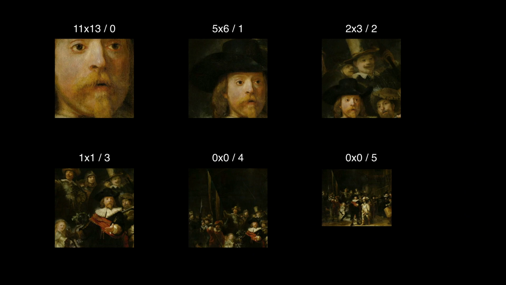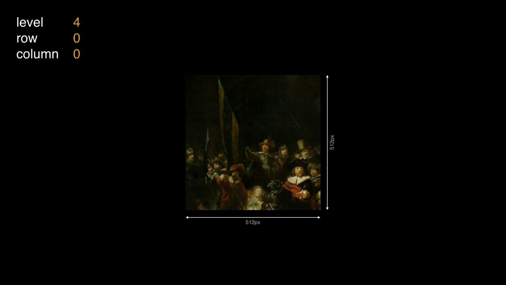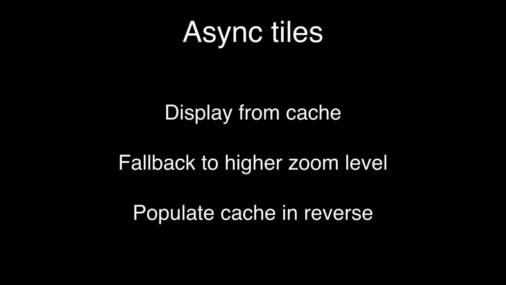And if you make sure you start, whenever you start this tiling image viewer, with at least this image in cache, even though it's really low res, then whatever part you're zooming in, you can always show something, and it will simply progressively get sharper and sharper. Yes, so that is this pattern. Always display an image from cache, fall back to higher zoom levels, and load the cache in reverse order.